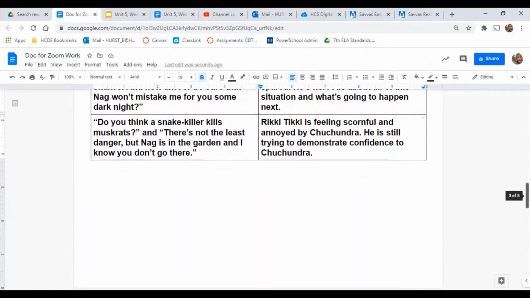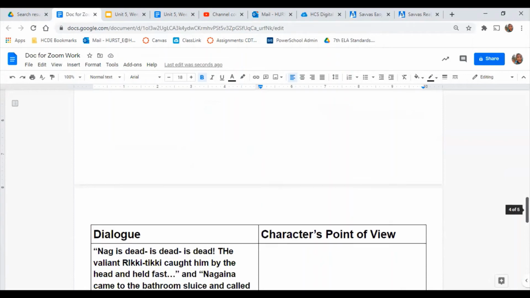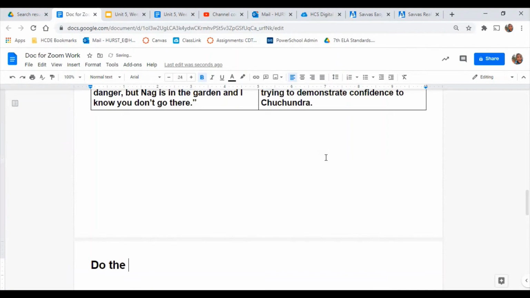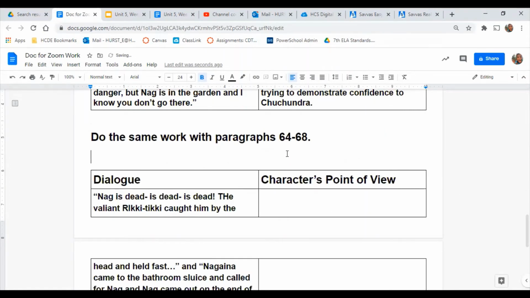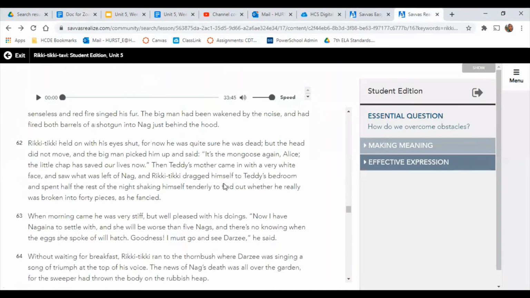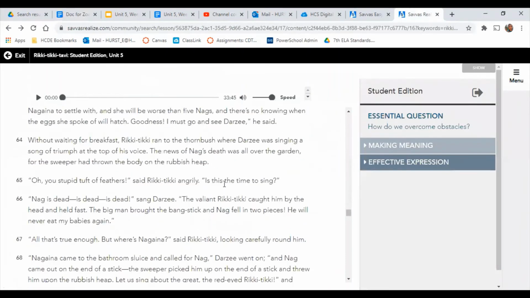All right, what I want you to do next is do the same work with paragraphs 64 to 68. So you're going to think about which two characters are talking, and then split up their dialogue separately so you can see who is saying what, and then what is their point of view on the situation, what's their perspective. Go ahead and do that work, pause me while you're doing it, and then come back together.